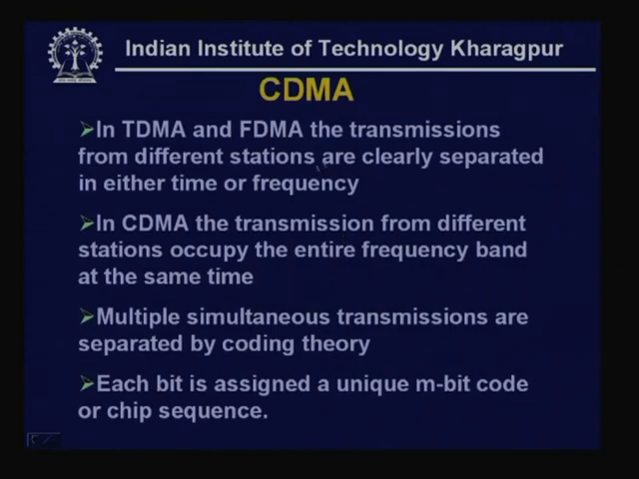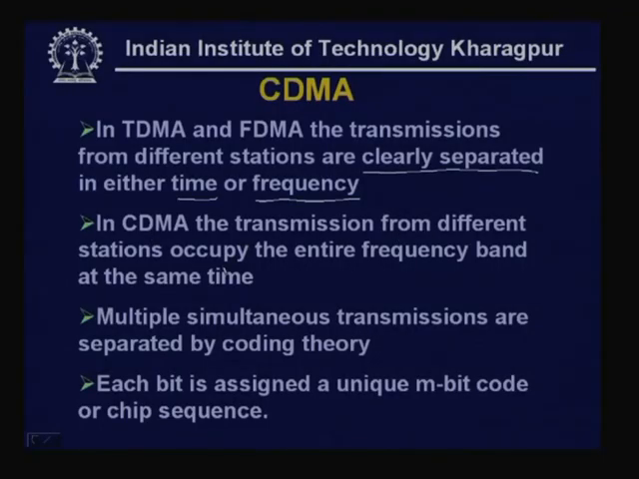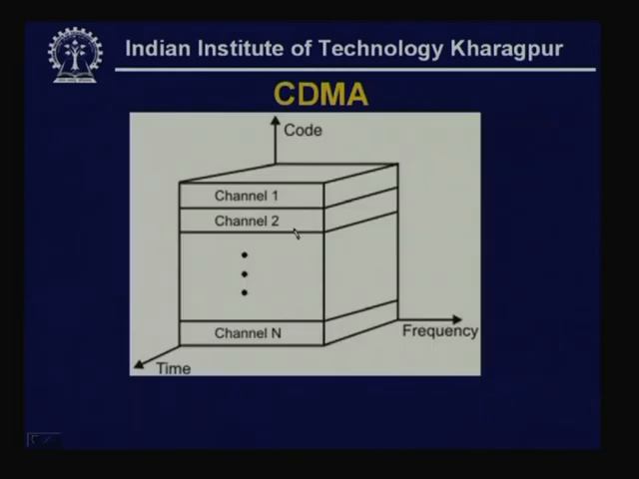So, here are the basic differences between TDMA, FDMA and CDMA. In TDMA and FDMA, the transmissions from different stations are clearly separated either in time or frequency, as you have seen. So, they are sent in different time slots, or from different users different frequencies are used. But in CDMA, the transmissions from different stations occupy the entire frequency band at the same time, as you have seen in this particular diagram. So, you can see all the channels are transmitted at the same time and using the same frequency bands.